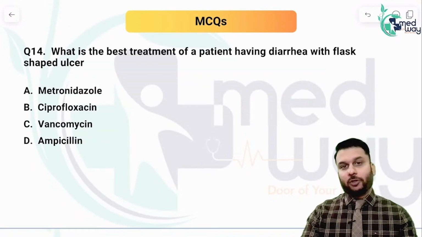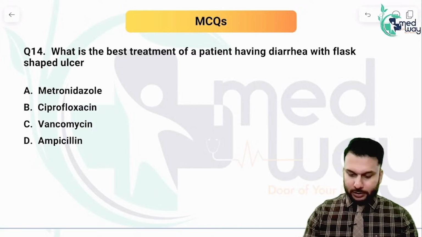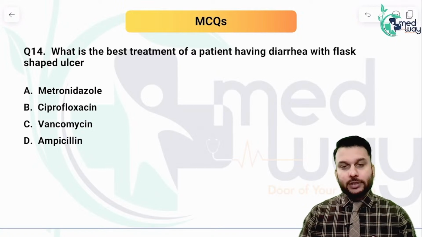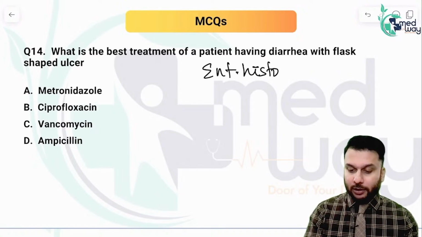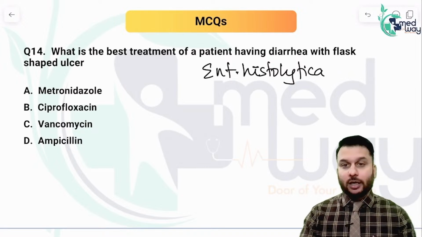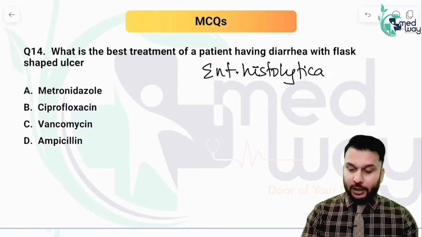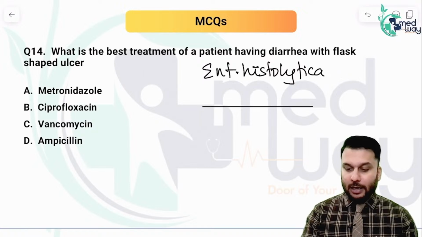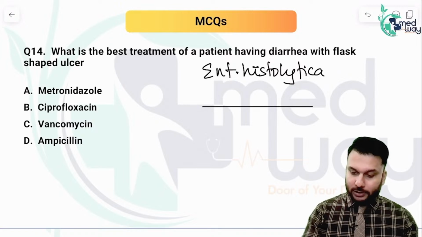Next, what is the best treatment of a patient having diarrhea with a flask-shaped ulcer? All right. So guys, you must understand that whenever this organism called Entamoeba histolytica invades our layers in the GIT, it will form an ulcer that looks like a flask. Imagine this is a mucosal layer, and then this gentleman called Entamoeba came here, and it will try to invade from here like this.